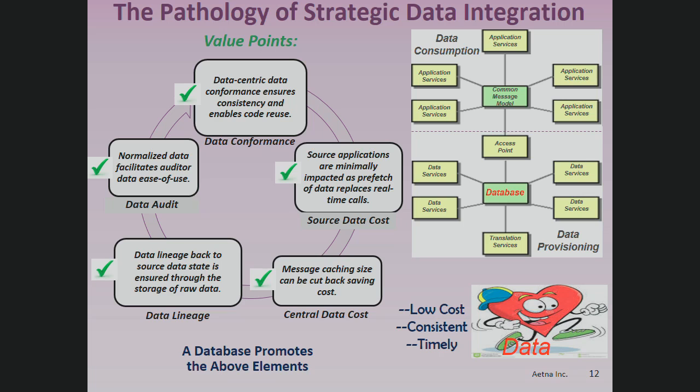So on the converse of what we talked about before, data conformance can become much easier. Your source data cost of the amount of hardware and software you might need for the service bus is minimized. The amount of central caching is minimized. Full data lineage, traceability back to raw data is very easy to do. Full data audit capabilities is easy to do.